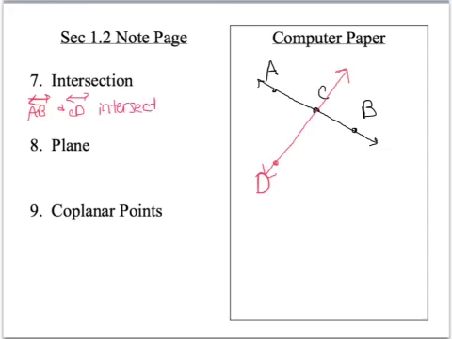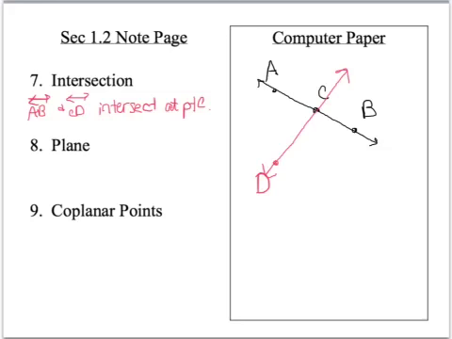where? Can anybody guess? The intersection refers to all those points that two objects have in common. In this case, these two lines intersect at point C. In other words, C is on both lines. It's on line AB and it's on line CD. Okay, so the intersection is point C.